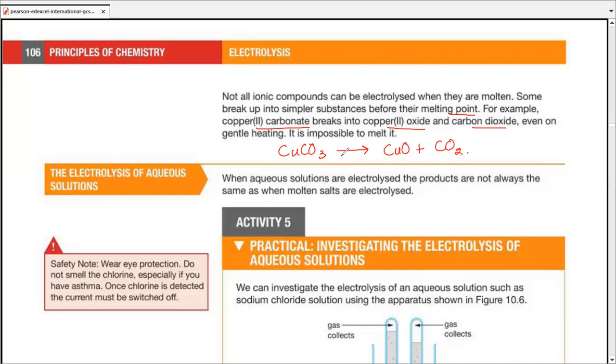Which brings us to the second kind of electrolysis, electrolysis of aqueous solutions. If you can't melt something properly, we need to go with another substitute, another method that can get us through. Okay, so for aqueous solutions, when they are electrolyzed, the products are not the same as molten solutions. So this is something we need to practice.